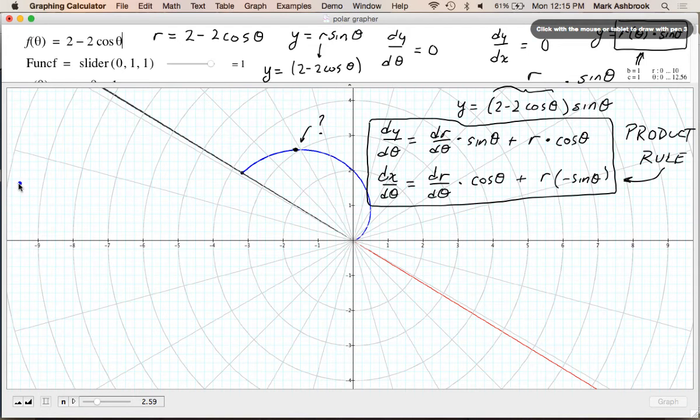So for ours, dy d theta is going to equal dr d theta, or the derivative of the first, which is 2 sine theta, times the second, times sine theta.